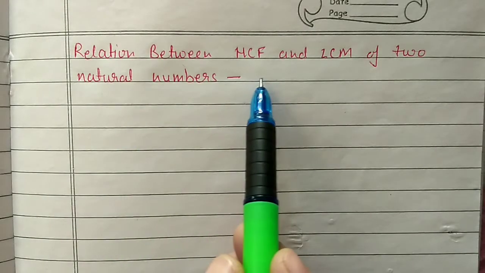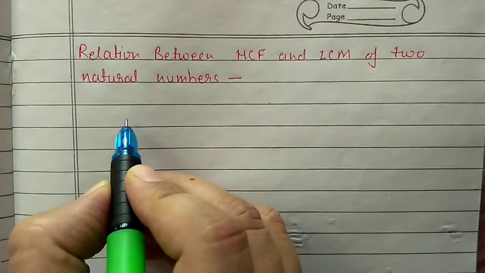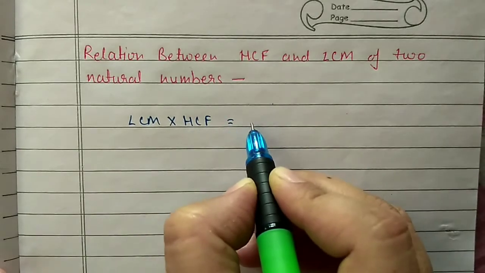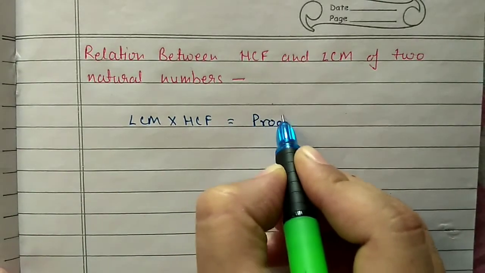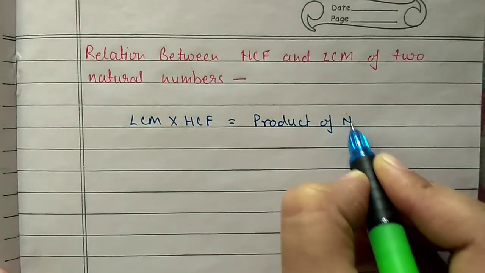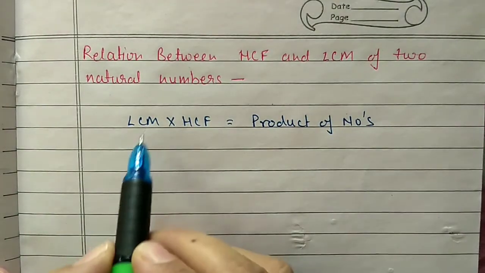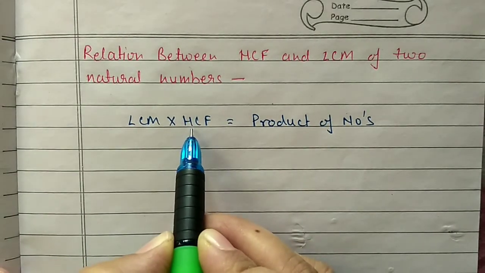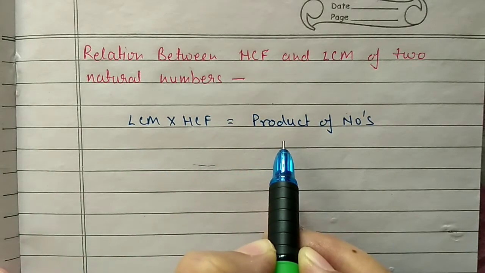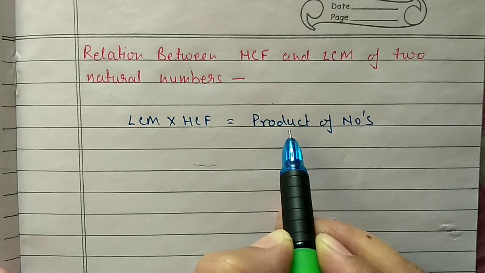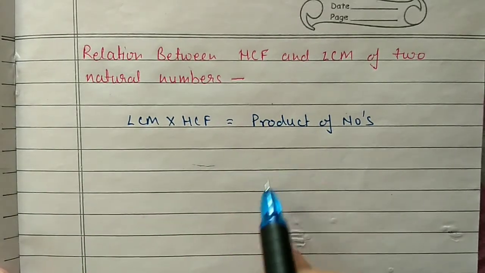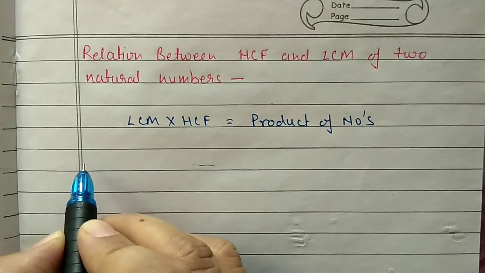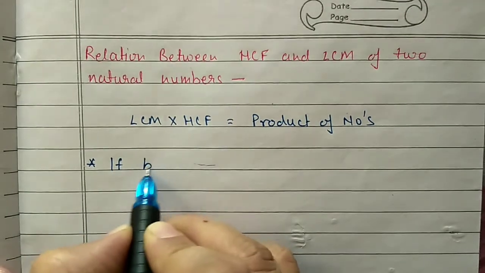Next is the relation between LCM and HCF of two numbers. Always remember, the product of LCM and HCF is equal to the product of the numbers. So if you have to find the LCM, then HCF you can shift to the other side, and if you need to calculate HCF, in that case LCM you can shift to the other side. Or if any one number is given, and LCM and HCF are given, then you can shift to the other side to find the other number. Next, one more point: if both the numbers are co-prime.